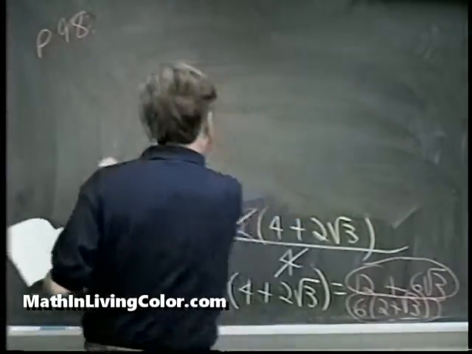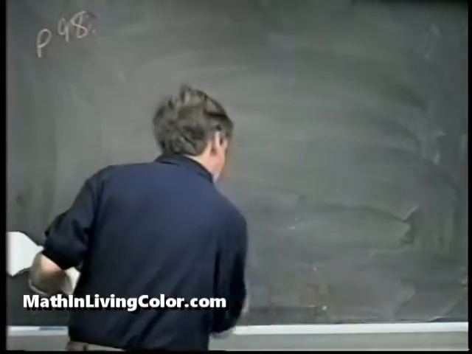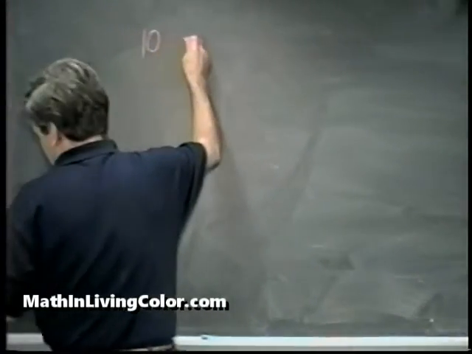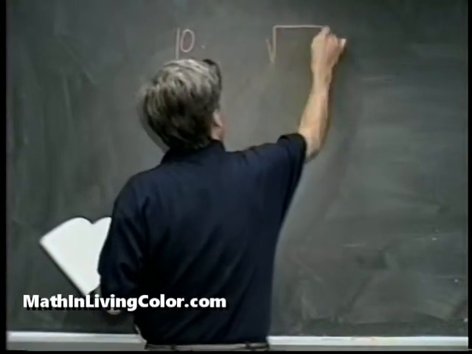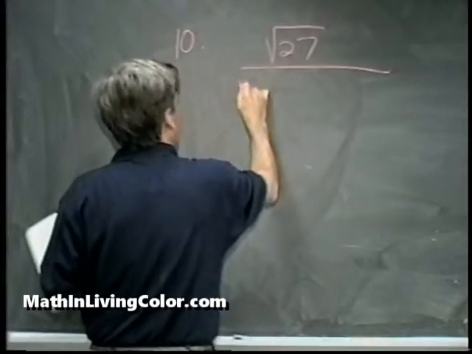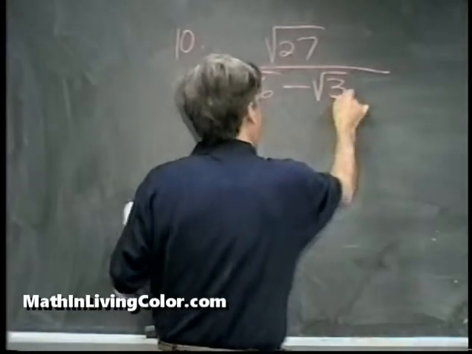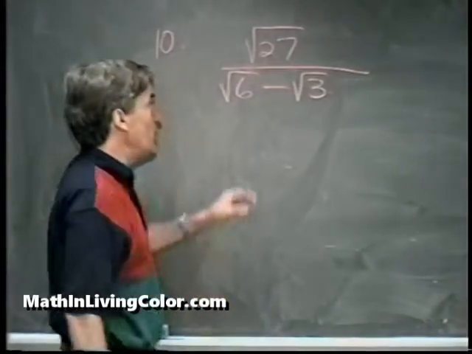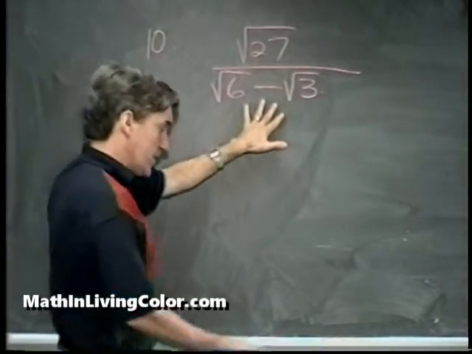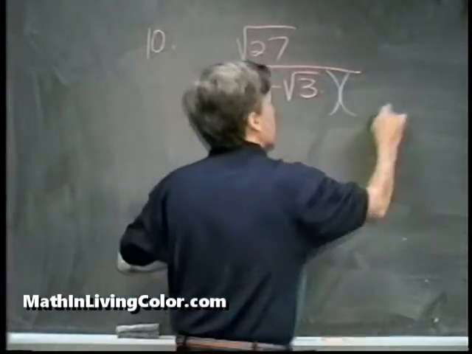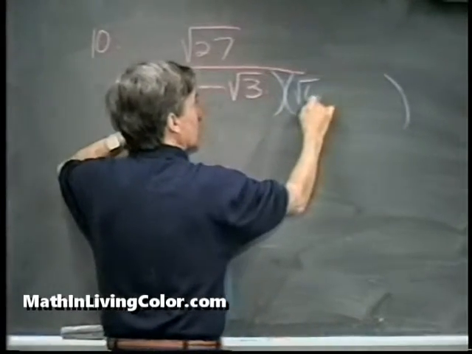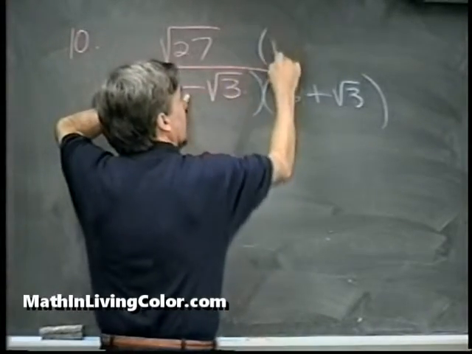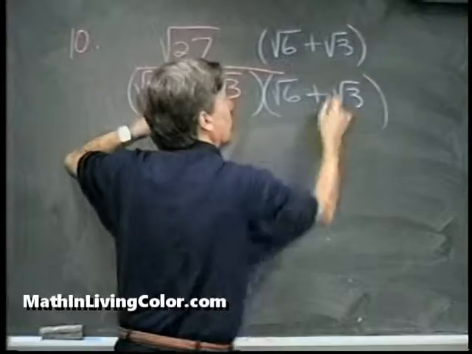Number 10, the problem says the square root of 27 divided by the square root of 6 minus the square root of 3. All right? So our first step would be to determine the conjugate of the denominator. The conjugate of this denominator would be what? Square root of 6 plus the square root of 3. So you'll multiply the numerator and denominator by the square root of 6 plus the square root of 3, right?